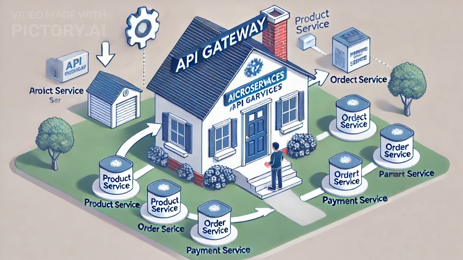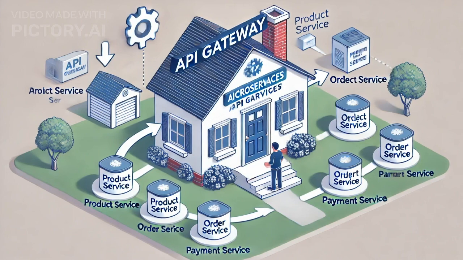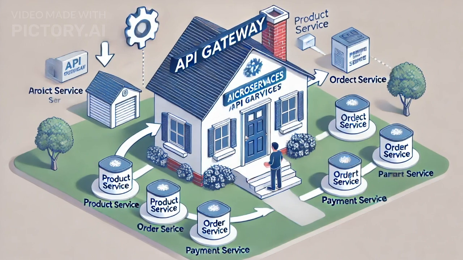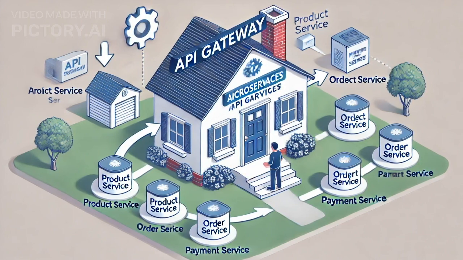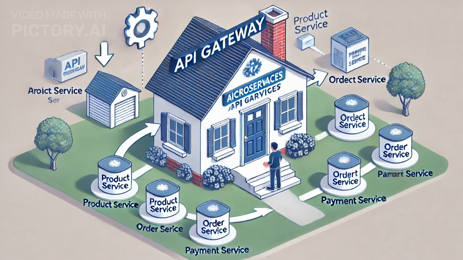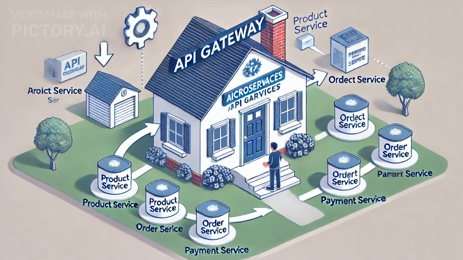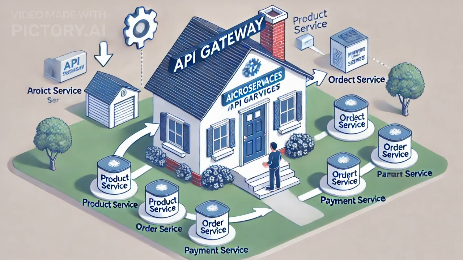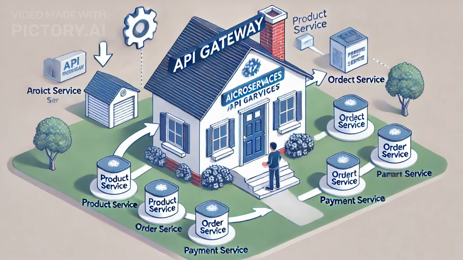So in a microservice system, the API gateway takes the incoming requests from users, like asking for order details or user info, and sends them to the right service behind the scenes. It also handles things like security and logging.